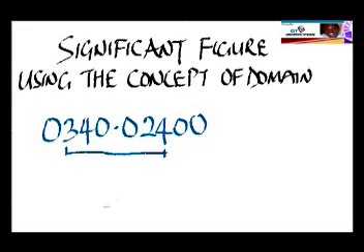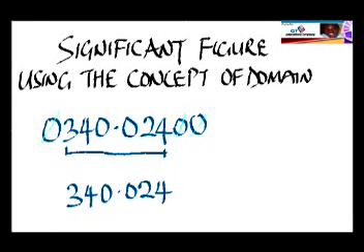Now this is not significant. How do we trace the values that are not significant here? This 0 is not significant, this one is not significant, and this is not significant. So the significant values will be 340.024. So these are the significant figures within this domain.